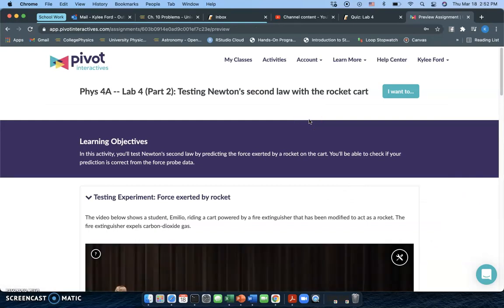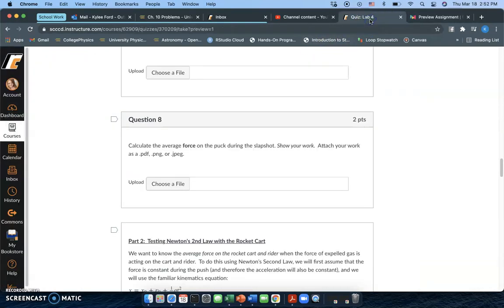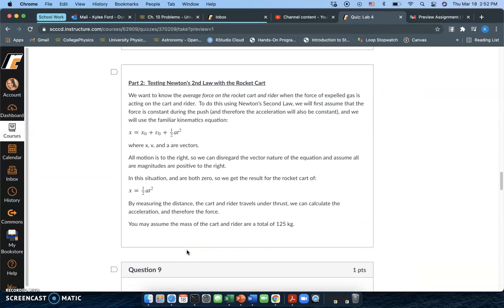And if we go to part 2, we're doing something very similar. Again, looking at force equals mass times acceleration. But we will be needing some different factors. So in this case, we want to know the relationship between force and acceleration. So we're going to determine what that relationship is.